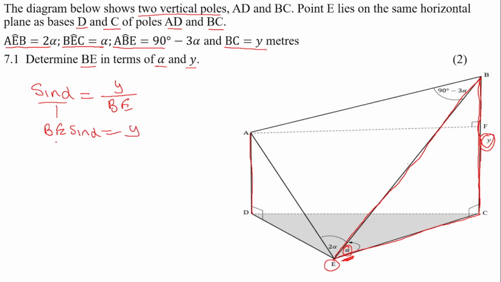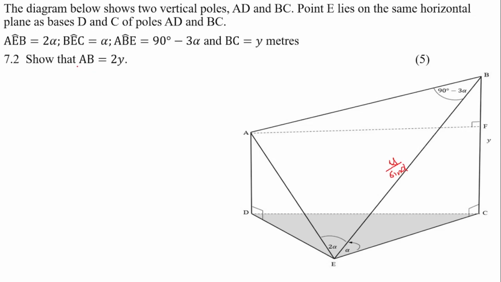Some of these steps you can skip if you know how to do it. I'm just doing all the steps because I'm explaining here. Then divide by sine alpha on both sides. BE is equal to y over sine alpha. This is the answer for 7.1, so this is y over sine alpha. Right. Let's do question 7.2.